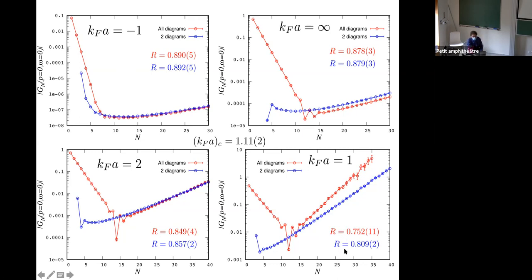We tried to figure out which classes of diagrams could be responsible for this stronger divergence, and we failed to find a simple class. That's something we were not able to figure out, so it's still an open question.